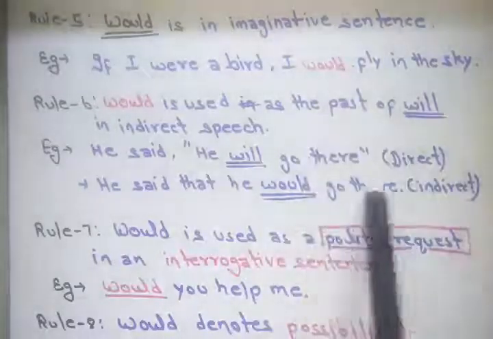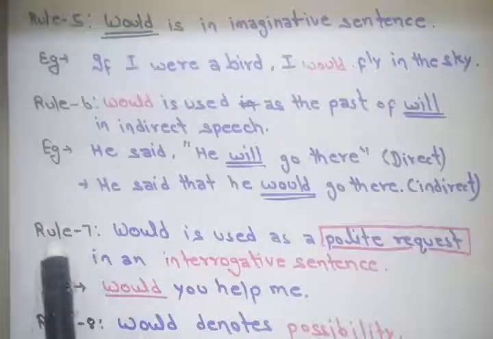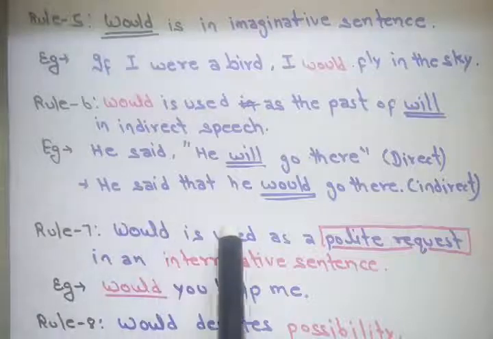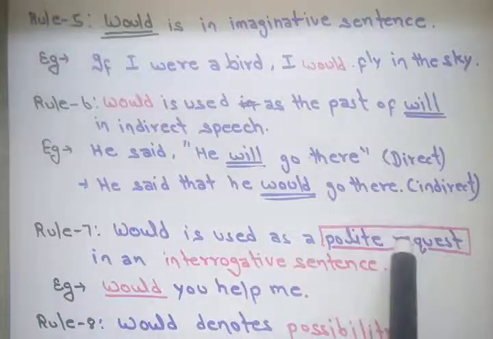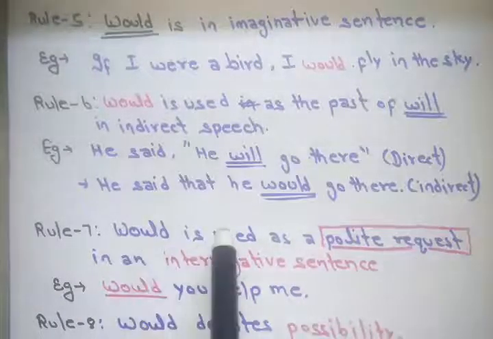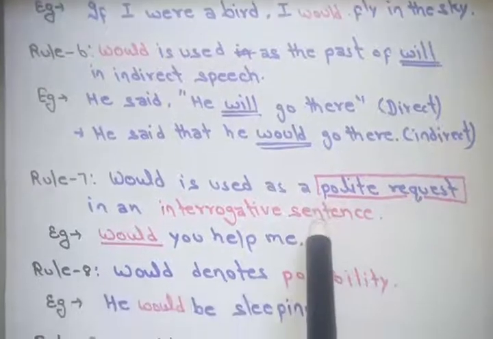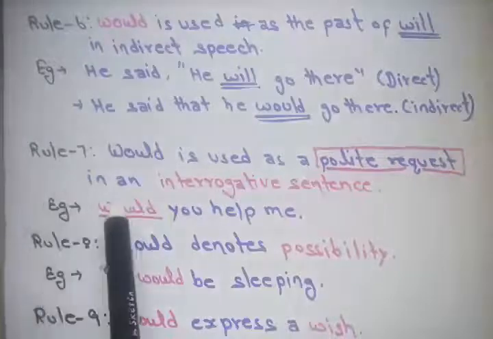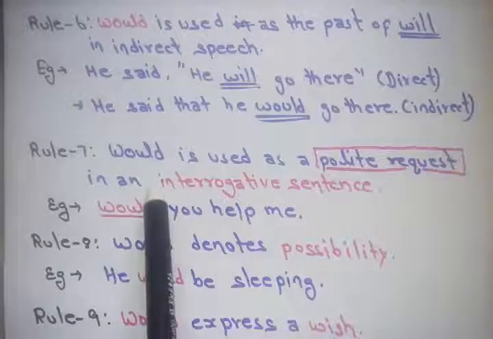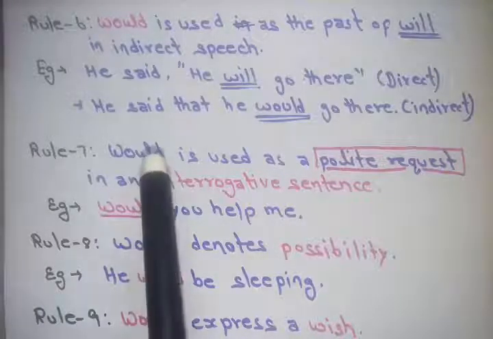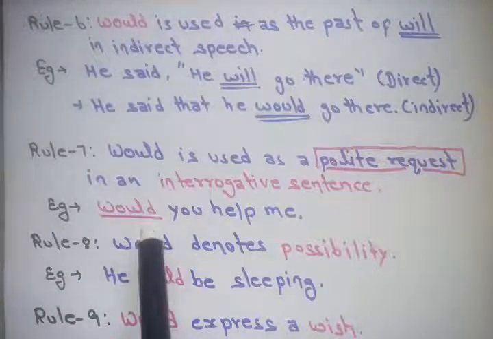Rule number 7 is that "would" is used as a polite request in interrogative sentences. So "would" also shows the polite request. For example, would you help me? So here "would" shows the polite request very politely.